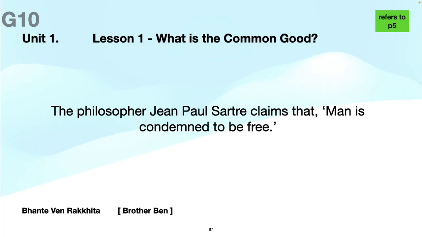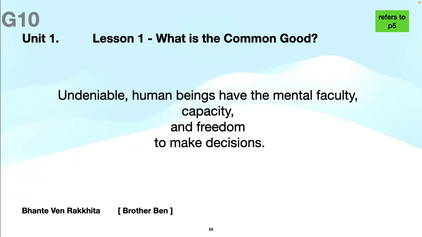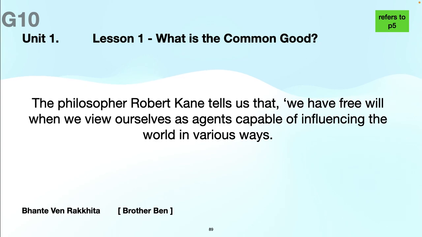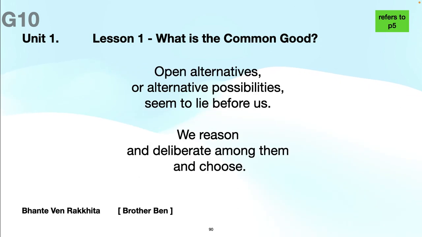The philosopher Jean-Paul Sartre claims that man is condemned to be free. Undeniably, human beings have the mental faculty, capacity, and freedom to make decisions. The philosopher Robert Kane tells us that we have free will when we view ourselves as agents capable of influencing the world in various ways.